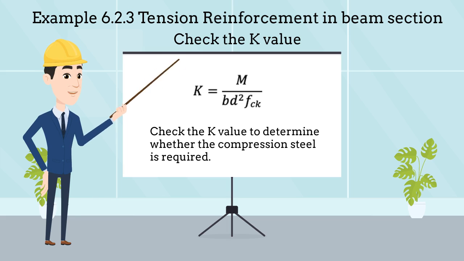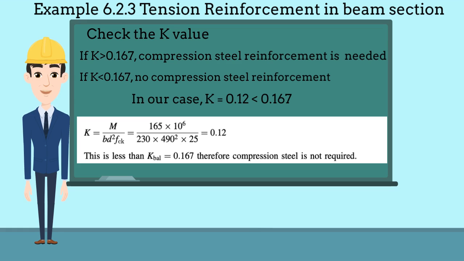As mentioned in the previous chapter, the K value is calculated from design moment and stress block. We should first check the K value to determine whether the compression steel is required. If K is larger than 0.167, the compression steel reinforcement is required. If K is less than 0.167, the compression steel reinforcement is not needed. In our case, K equals 0.12, which means there is no compression steel reinforcement.